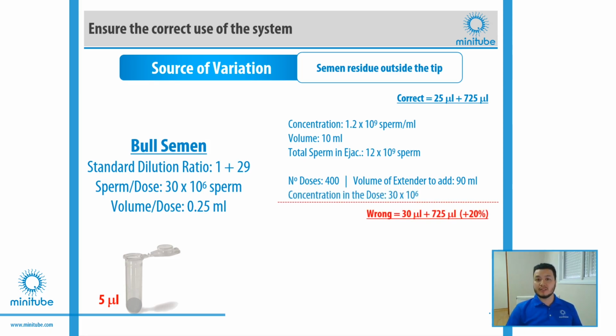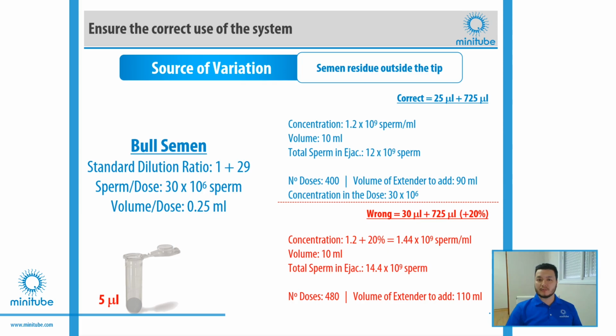However, if we had included this unwanted drop in our sample, it represents 20% more semen than the correct amount, and we would have 30 microliters of semen. So the CASA system doesn't know that and would give us a result of 1.44 billion sperm per ml. In the same ejaculate with 10 ml, it would result in 14.4 billion total sperm in this ejaculate. And after the dose calculation, this would produce around 480 doses, and we would need to add 110 ml of extender. It's more extender than really needed.